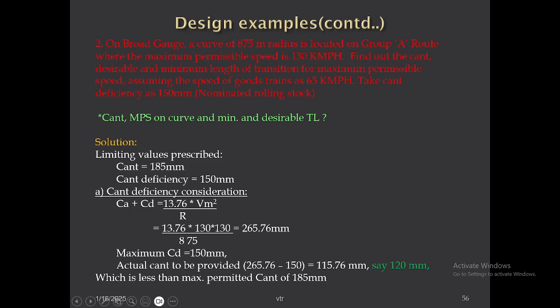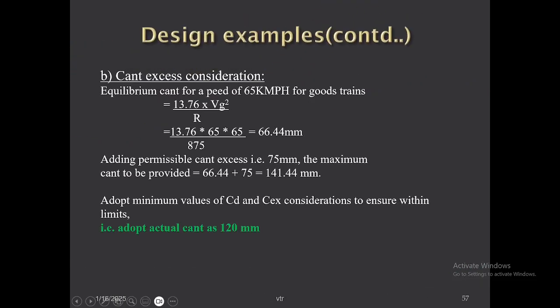We will also check this against the maximum cant permitted. Here 180 mm is the maximum we can permit, but actually for group A routes, 185 mm we can permit. Normally for group A and B routes, 185 we can permit nowadays. So 125 is within the limit. Then we'll go to the next step.